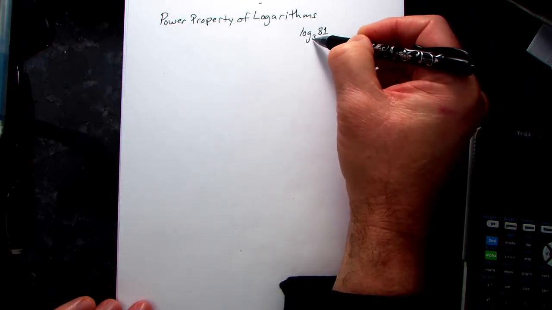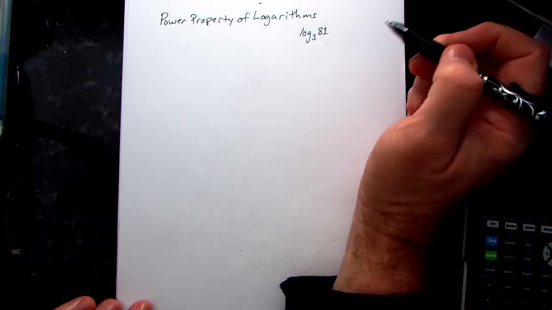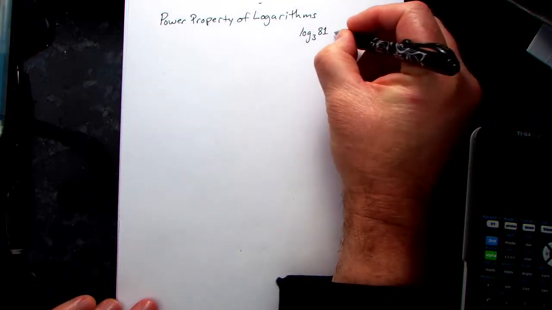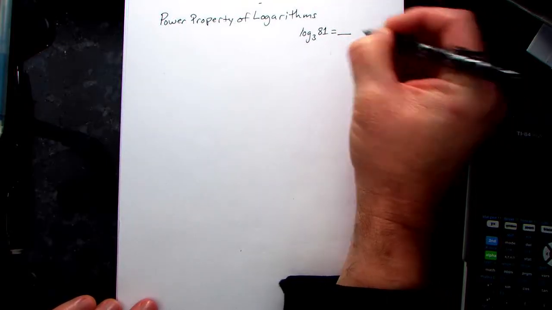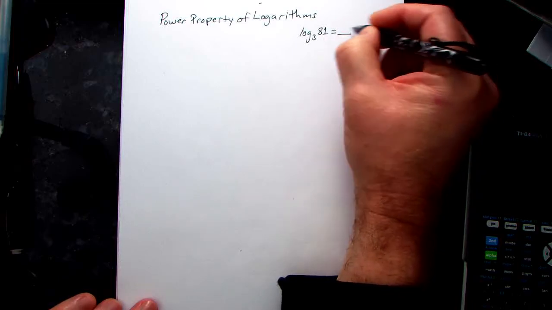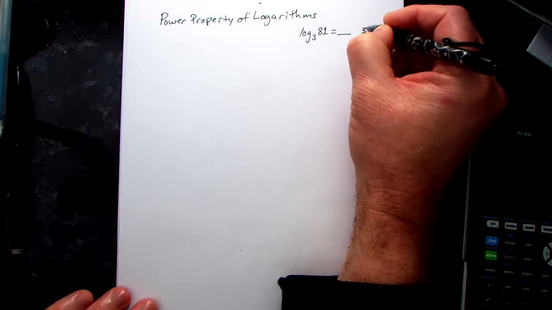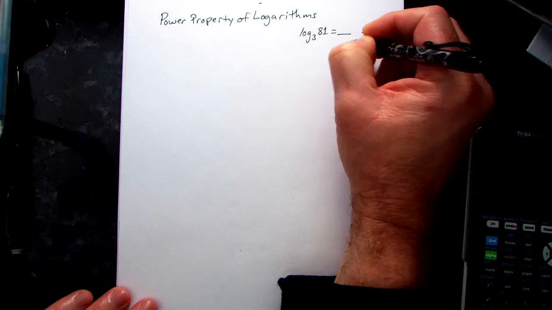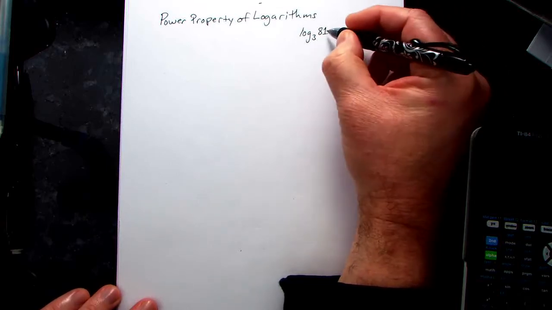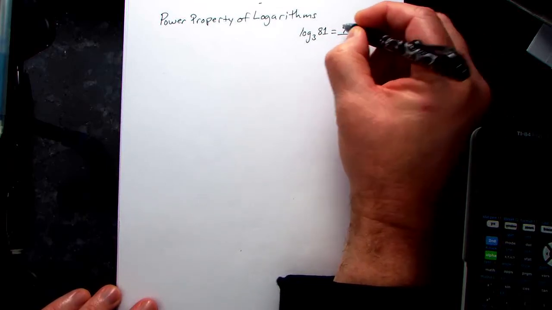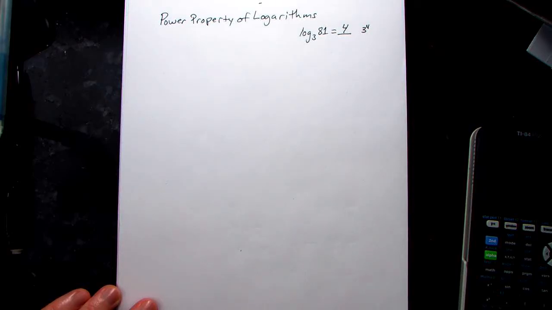This question asks 3 to what power equals 81? So we're trying to figure out what that power is. Well, we can think about 81 as being 3 to the fourth. So the question of 3 to what power equals 81? Well, 3 to the fourth power. So we know that the value of this expression is supposed to be 4.